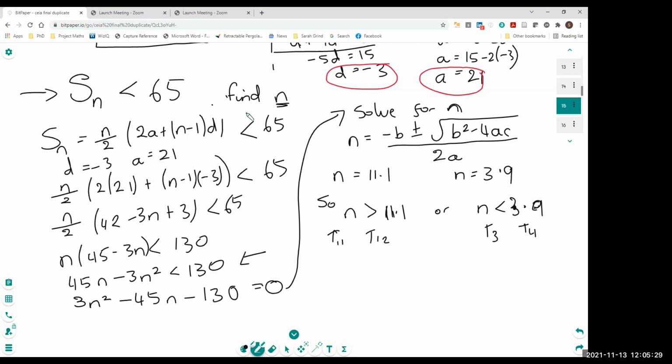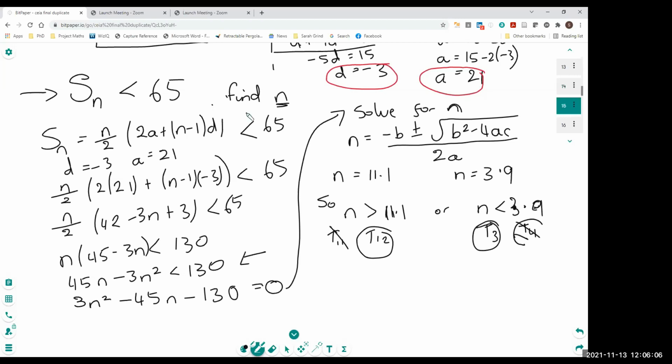So they want to know at what point in the sequence, if you add up all those terms leading up to that point, the sum stays under 65. In this case, we must have 3 terms or less to give us less than 65, or we have to be greater than 11. So if we're greater than 11.1, that means it has to be term 12. If we're less than 3.9, then it has to be term 3.